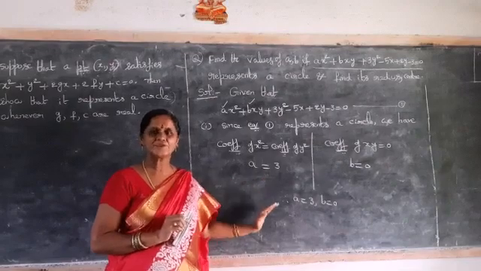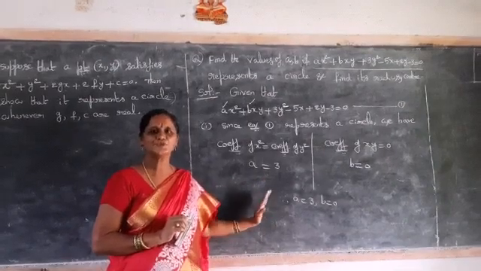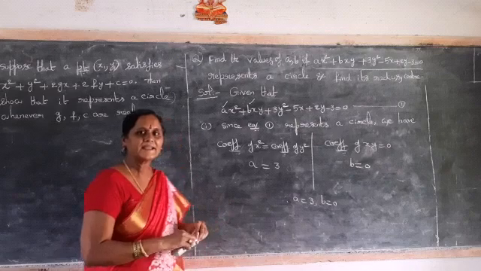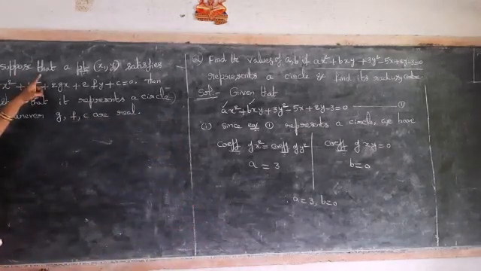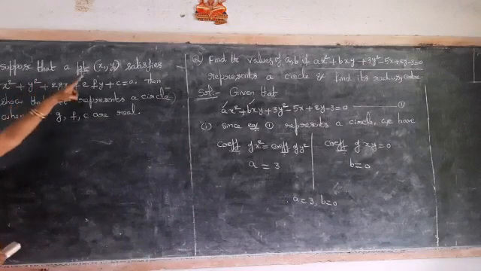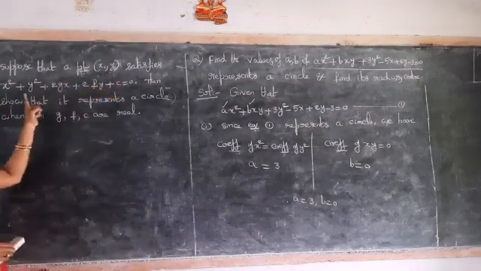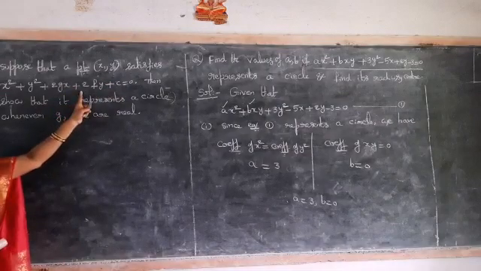Okay, the second question is being given to you as homework. You do it later. Okay, now I consider another question. You see students, suppose that a point x1 comma y1 satisfies this equation.